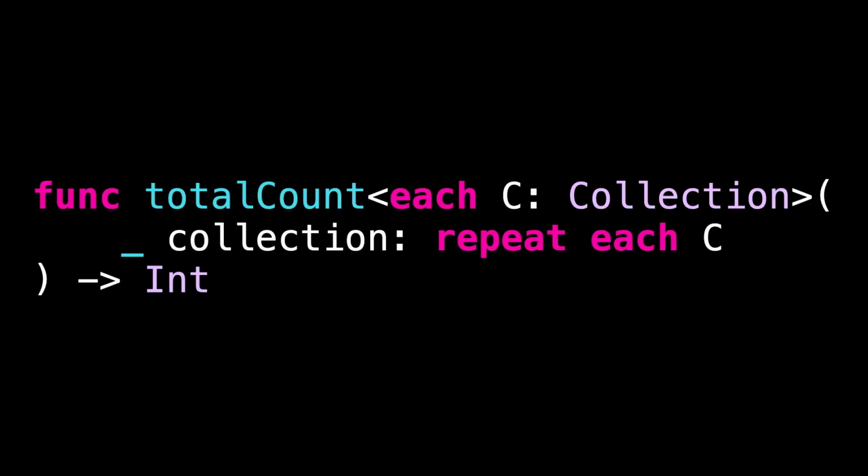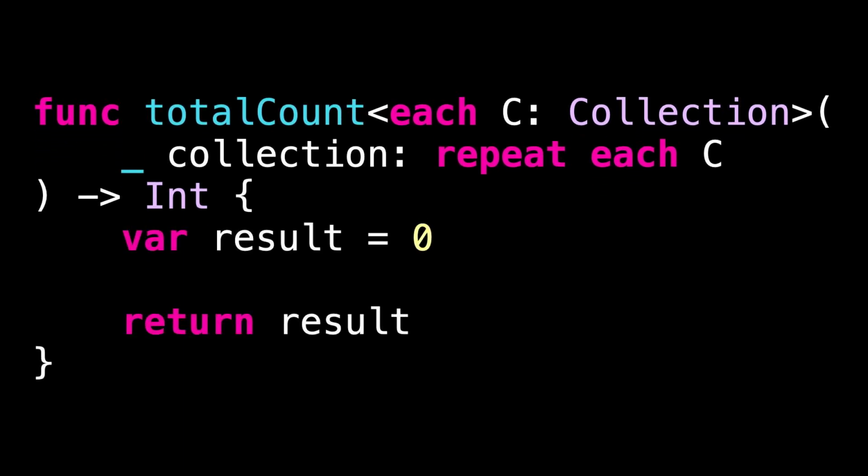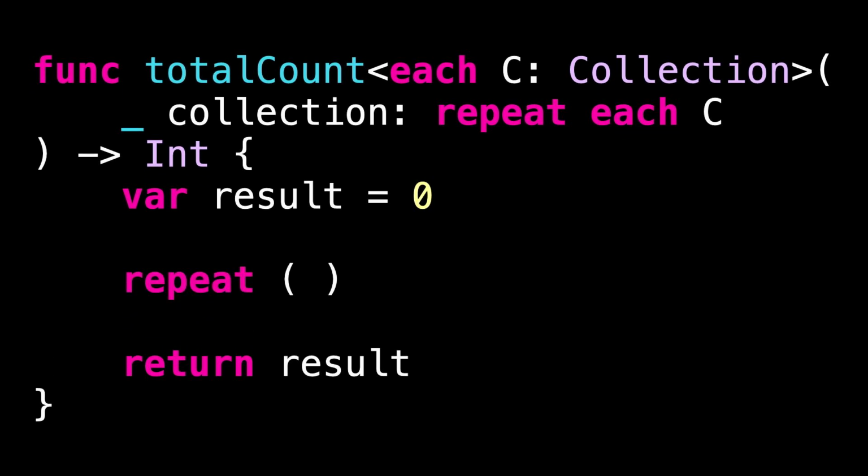For the return type, we don't use the pack because we are aggregating into a simpler piece of data. We are just returning an integer, the total count. And now let's try and implement it. So we start with the initial value, we return it, and we need to do something in the middle, of course. And since we don't have a for loop, what we have to do is to create a tuple, and each member of the tuple will contain the side effect that will increment the result.